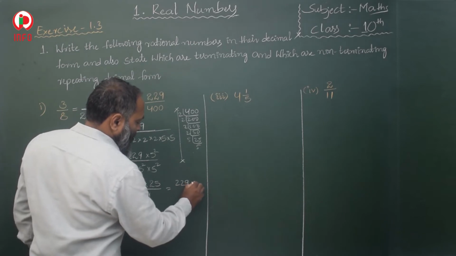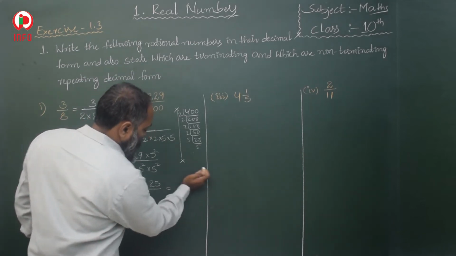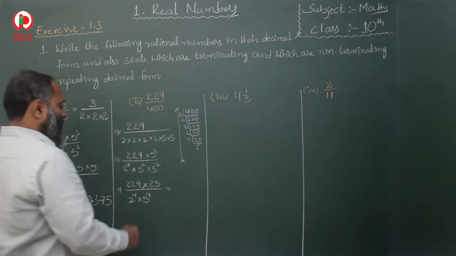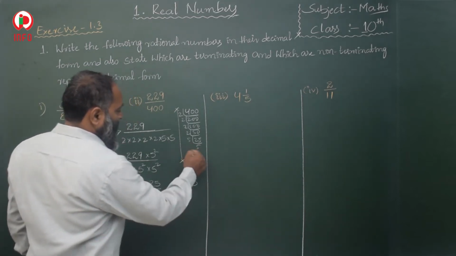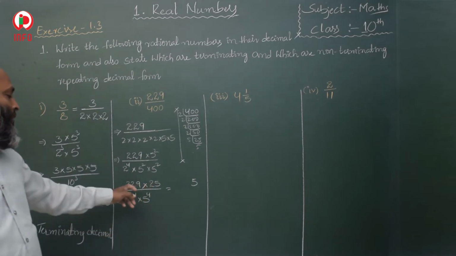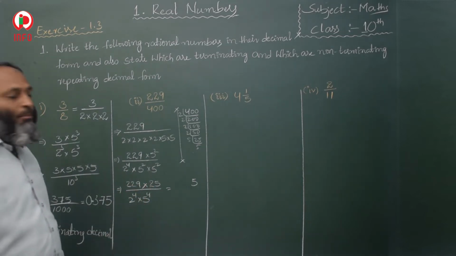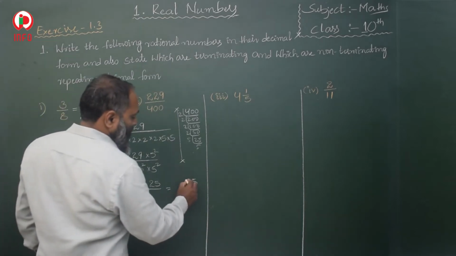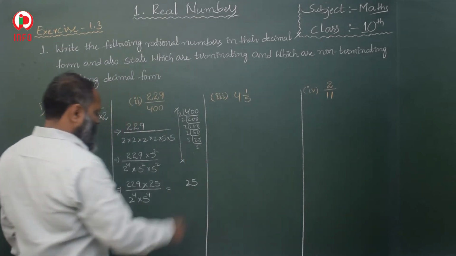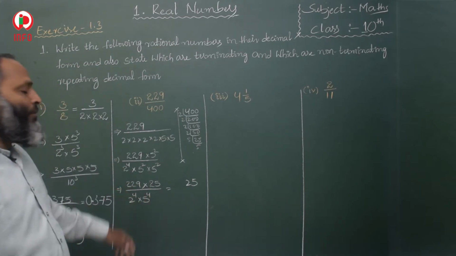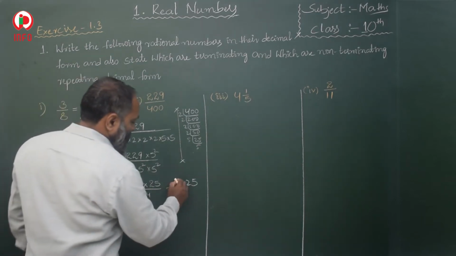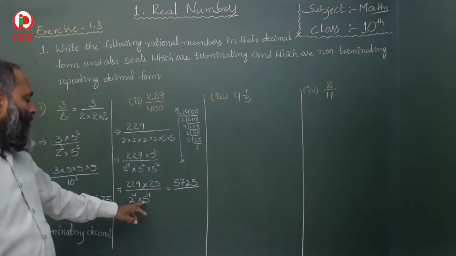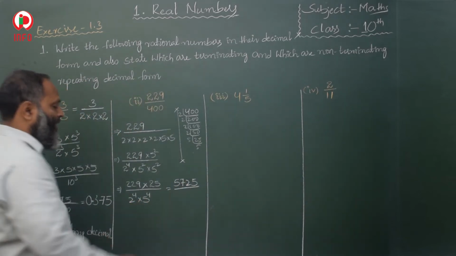Now 229 multiply with 25. 25 9s are 225, 5 here, 22 there, 25 2s are 50, 50 plus 22, 72, and 7. 25 2s are 50, 50 plus 7, 57, by 2 power 4 and 5 power 4, which is 2 5s are 10, 10 power 4.